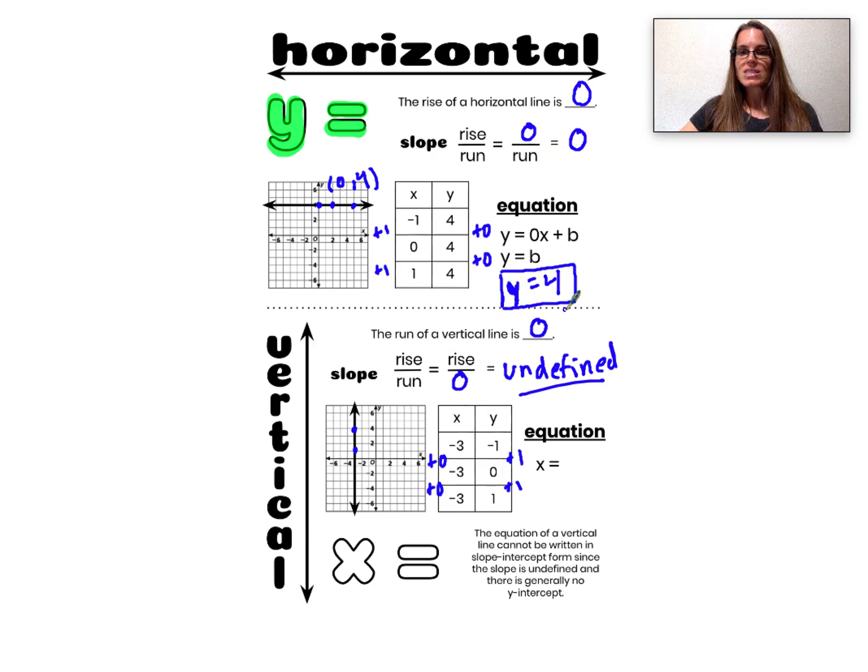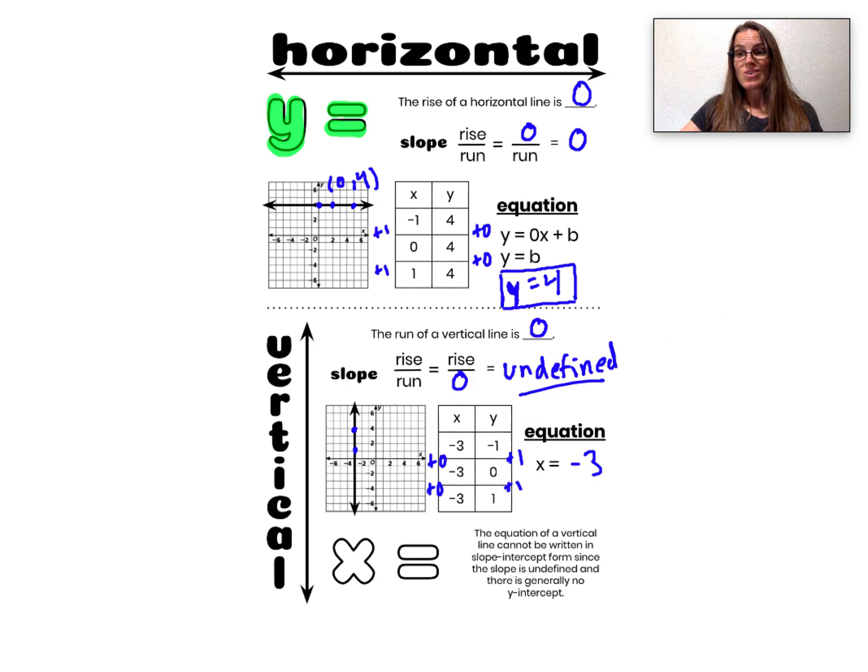Therefore, I have a very similar form to my horizontal equation form, whereas every point on this horizontal line was described by the fact that y equals 4. Every point on this vertical line is described by the fact that x equals -3. So look at the graph. Every single point on that line has an x value of -3. Look at this table. Every single point in this table has an x value of -3.